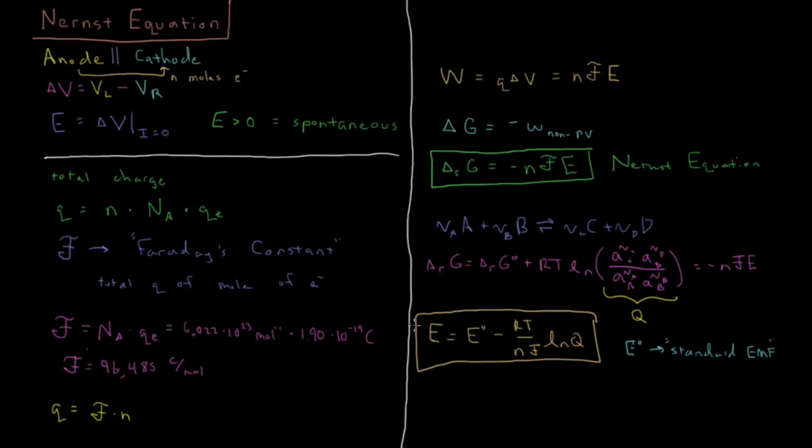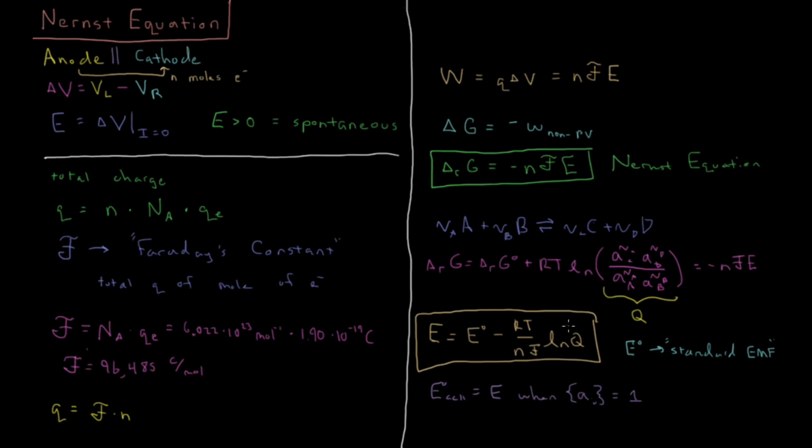All right, and E naught of the cell is also equal to the EMF of the cell when the activity of all species in the cell is equal to 1. So for example, when all things are at 1 molar of concentration or 1 molar of activity, when all gases are at 1 bar of pressure or 1 bar of fugacity, etc.